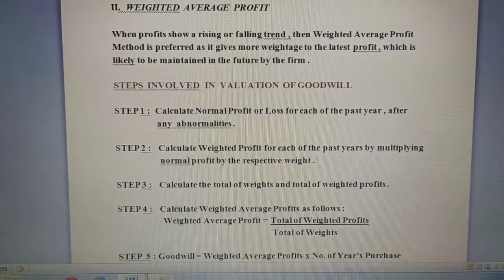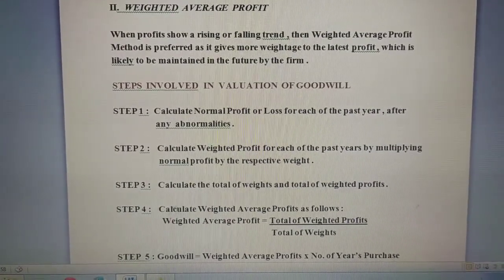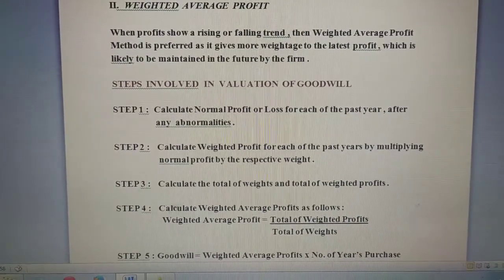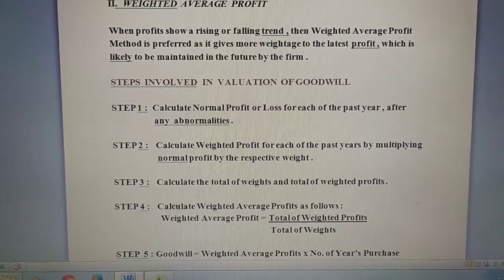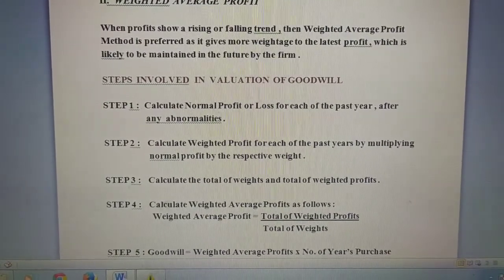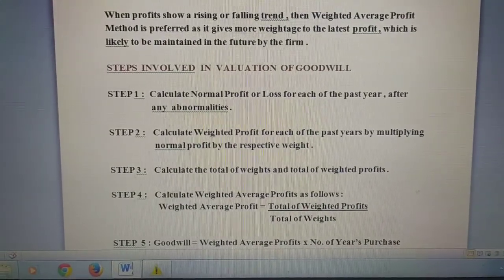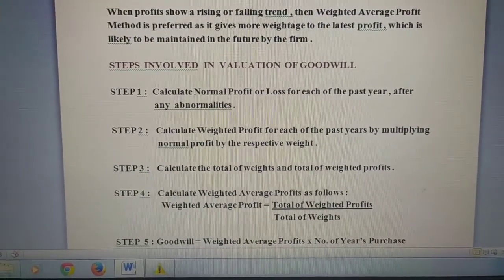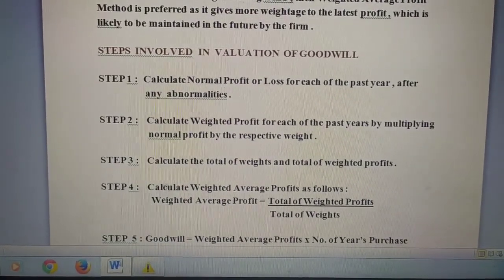So when the profits of a company are consistently increasing or declining, the company may prefer this method in which they assign more weightage to the latest profit. Yes, to the latest profit they will assign more weightage, which we are going to discuss later. So the steps involved in the valuation of goodwill under this method are given below. Here you can see there are 5 steps.